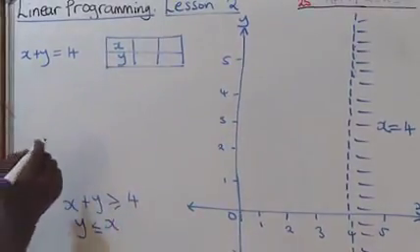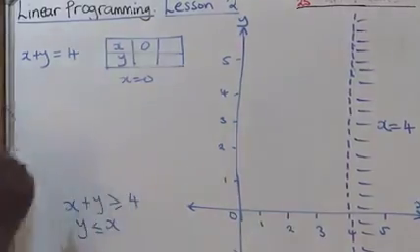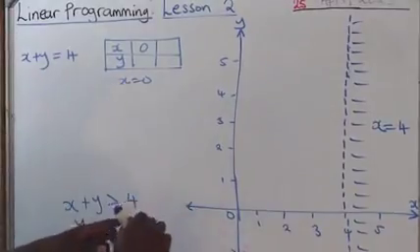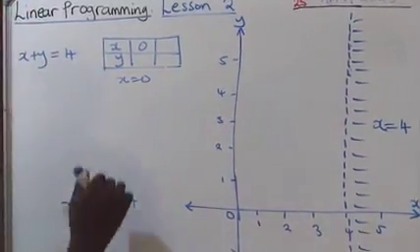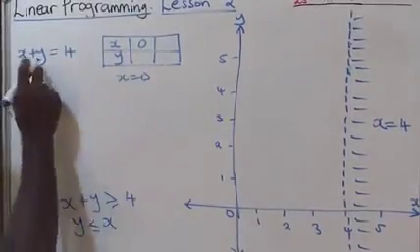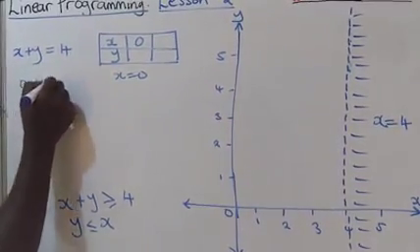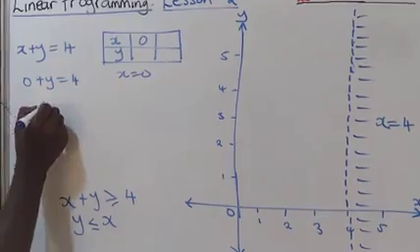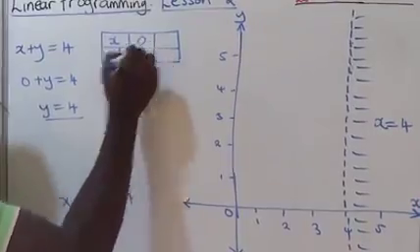So we are just going to assume that x is equal to 0. If x is equal to 0 in the x-axis, make sure you use the coordinates that are in the x-axis. So if x is equal to 0, what is the value of y? It means where there is x, I'll substitute with 0, plus y is equal to 4. So this will mean y is equal to 4.